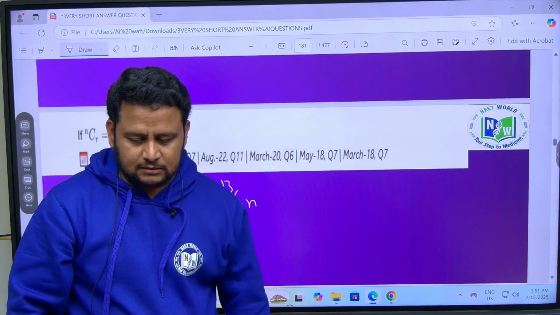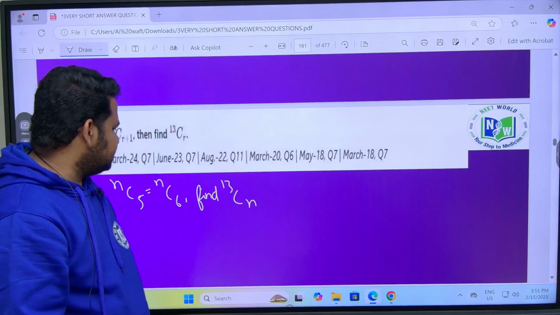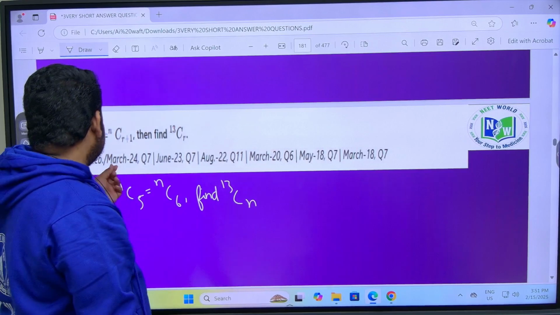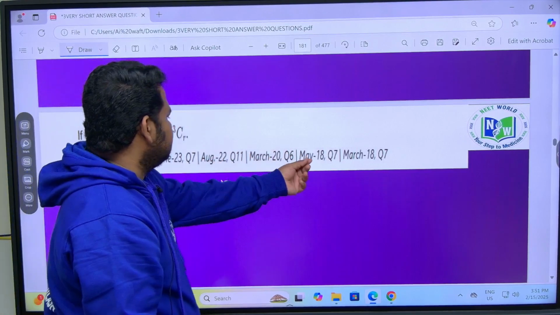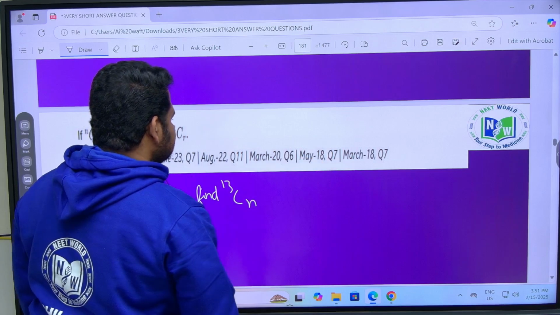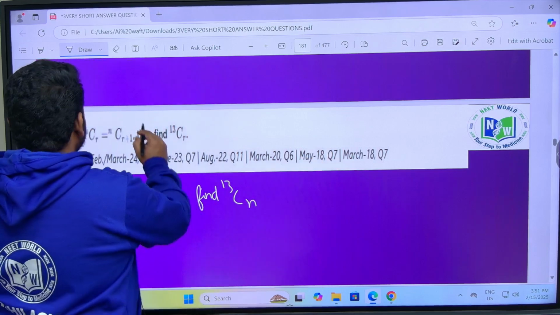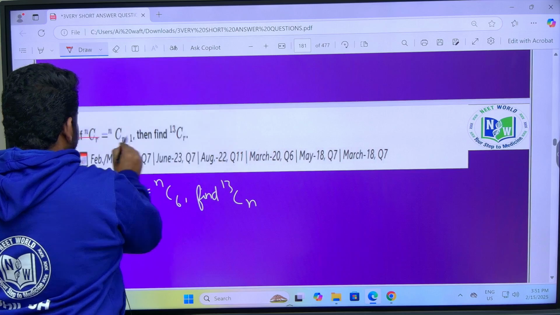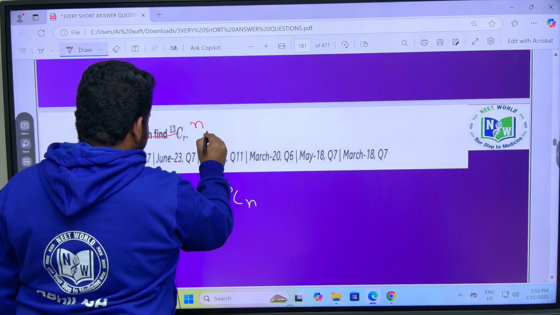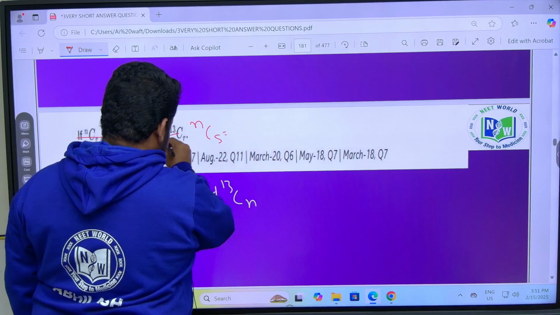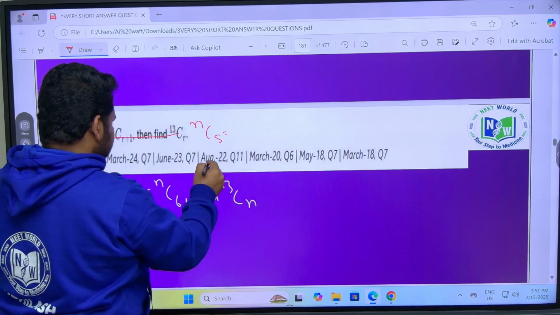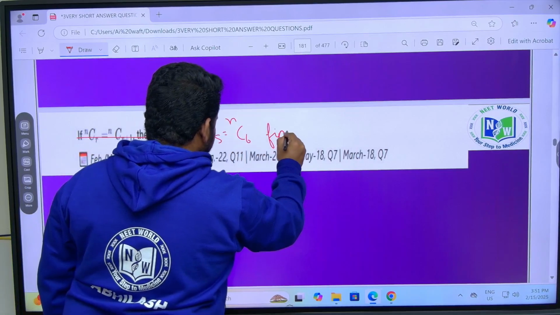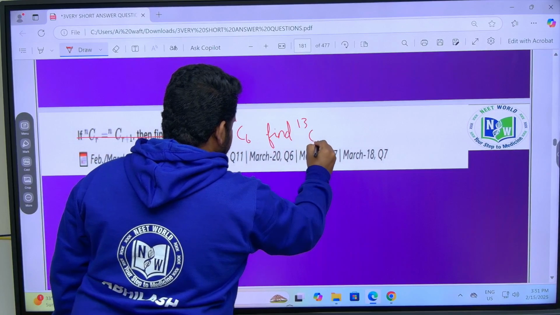nC5 is equal to nC6. Find 13Cn. This was asked in the years 2024, 23, 22, 2018. Two times they have asked, May 18 and March 18. Similar to nCR, instead of n and R, they substituted the values. nC5 is equal to nC6. Find 13Cn. This is the question.